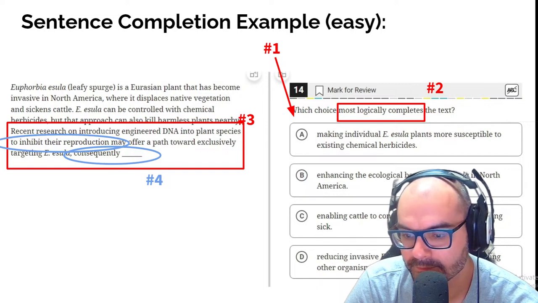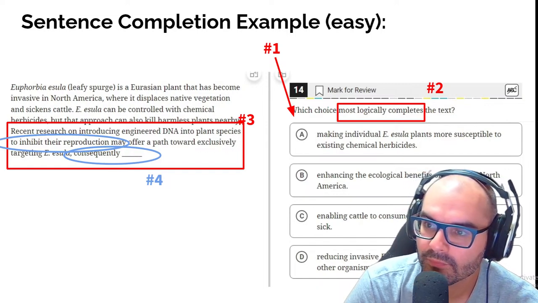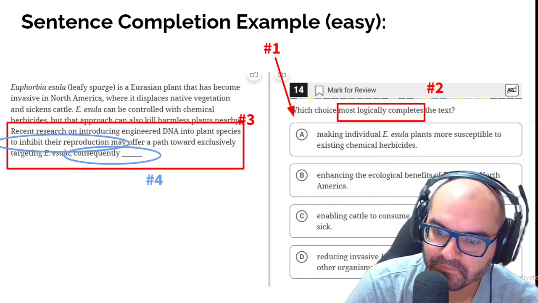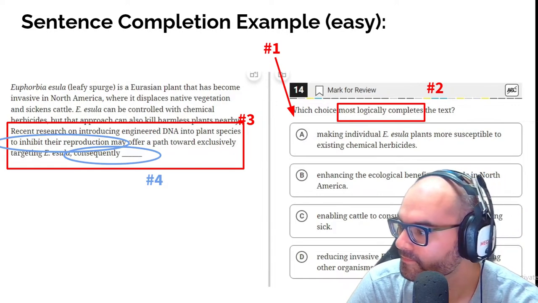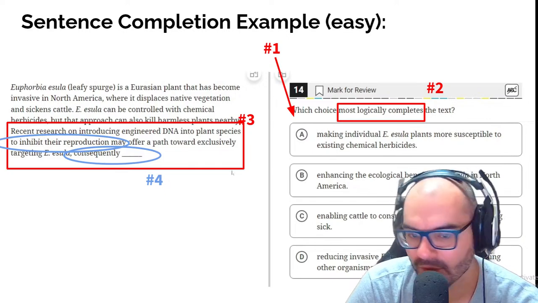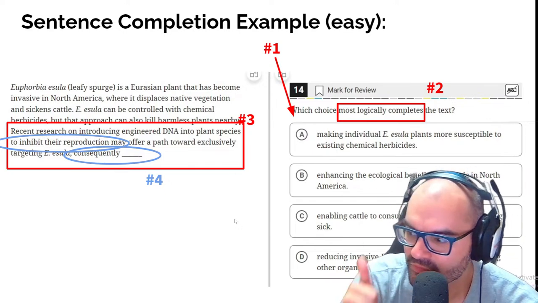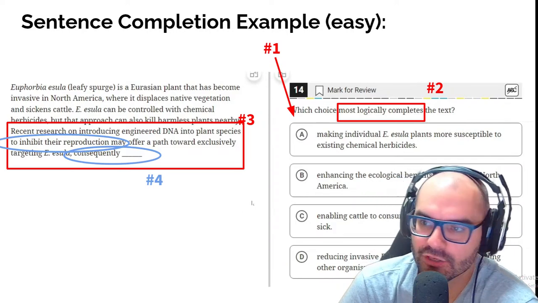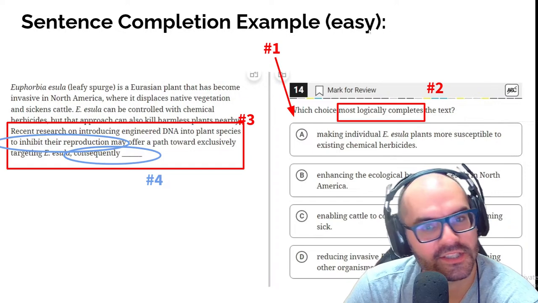Could it be D? You think D? Any other opinions? It's a good answer. Yeah, I mean, really, these are pretty straightforward. Now, I mark this as an easy example.